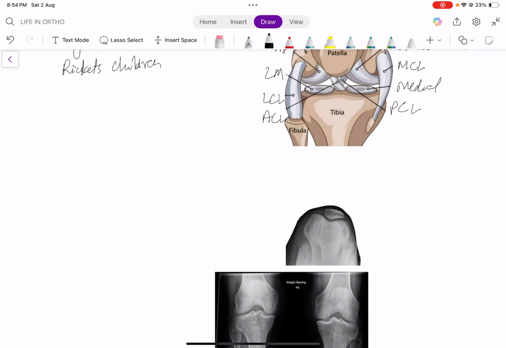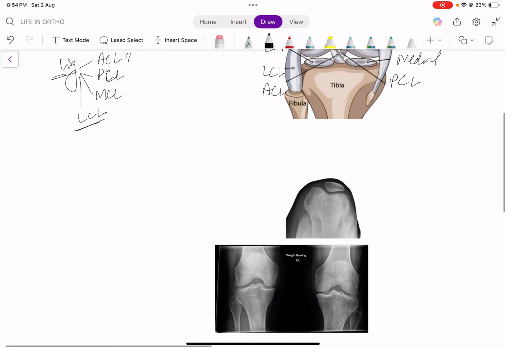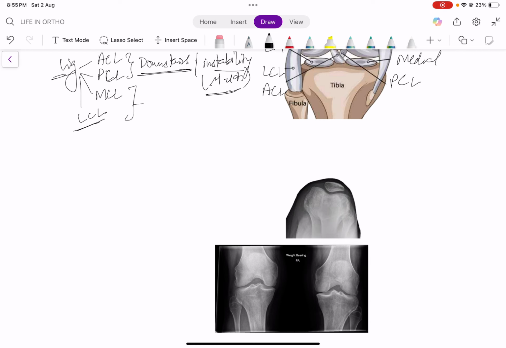Any ligamentous issue can involve ACL, PCL, MCL, or LCL. With ACL and PCL, you need to know the basics: the patient can have problems going downstairs, and there is a common symptom of instability or lachak. You need to ask this from your patient. MCL or LCL are injured in response to varus or valgus stress force.